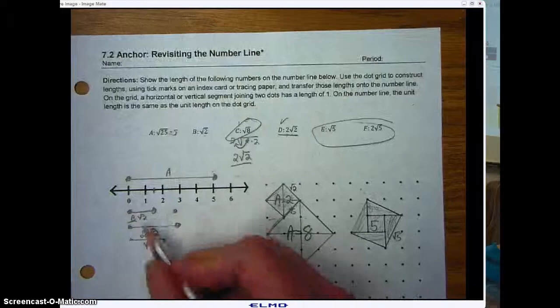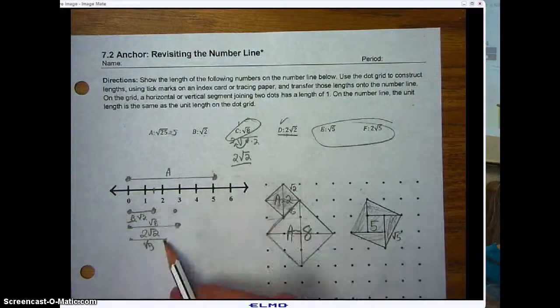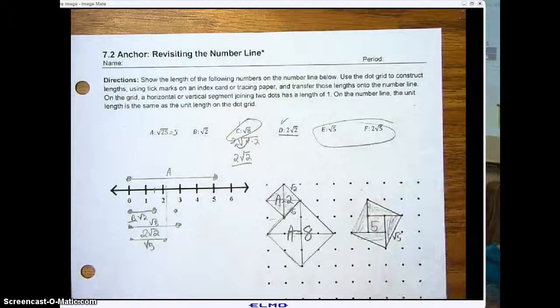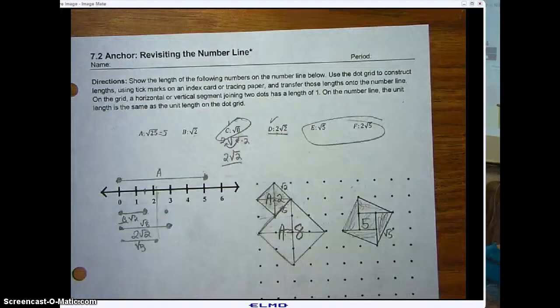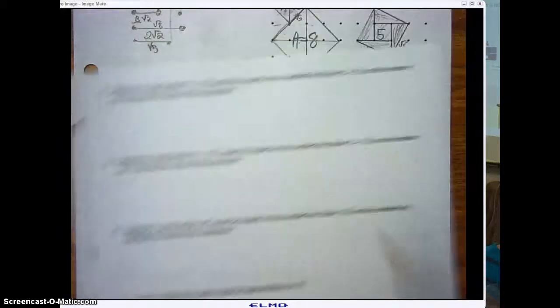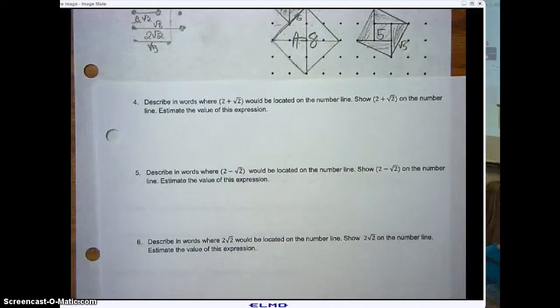Clearly the square root of 5 is less than the square root of 8, right? The square root of 5 is about, well, let's see, maybe 2 point something. Again, these are just rough estimates. Okay, go ahead and answer these questions here, and then press pause and do that. And then go on to the next page here, 4, 5, 6, 7, 8, and 9. And then turn it back on, and I'll go through the answers really quickly.